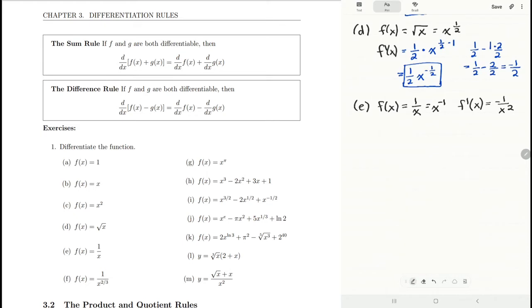So now we can apply the power rule where the exponent is negative 1. So we multiply the exponent in front. So we have negative 1 times x to the power of negative 1. And then we subtract 1 from the exponent. So this gives us negative 1 times x to the power of negative 2. And we can see that this can be written as negative 1 over x squared, which is the same as what we discovered from our last video.